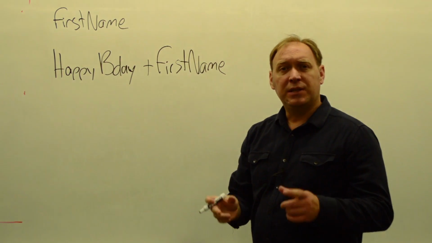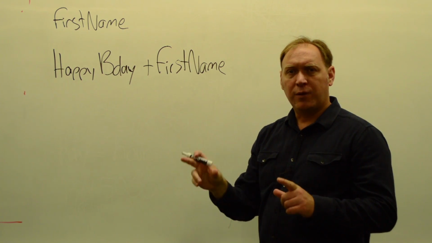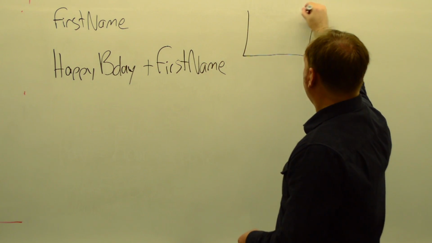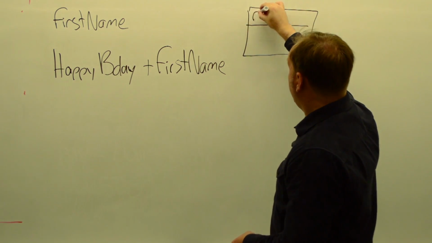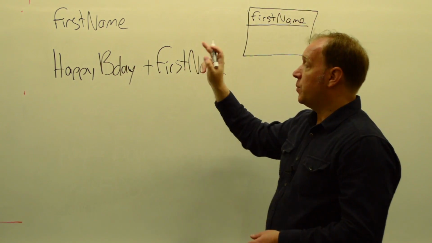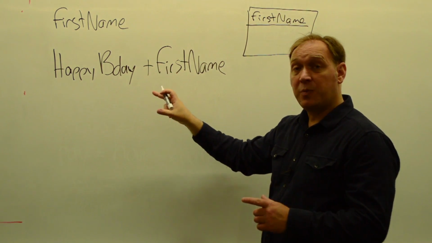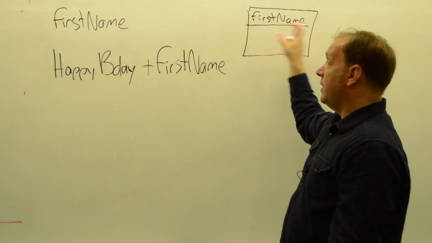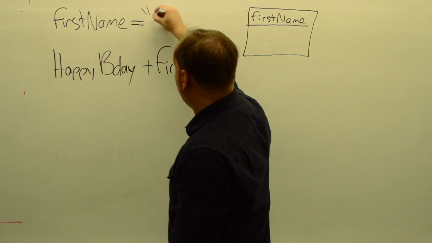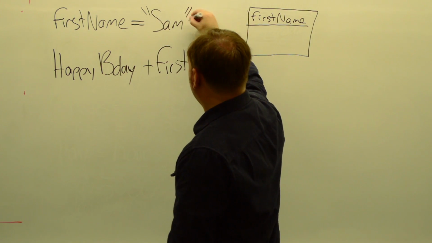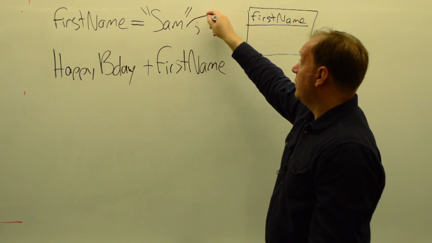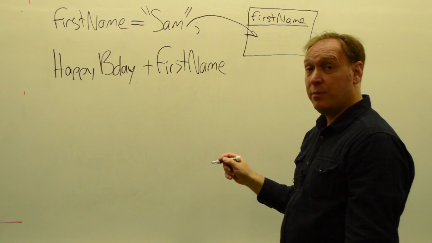What the program does is it reserves a space in the memory for that variable. And you can think of it as making a little box with that label, first name, on it. So by declaring the variable, we told the program, make some space for this value, and that's the label for the box. So when we have a value for it, Sam, first name equals Sam, that value gets stored in that box.